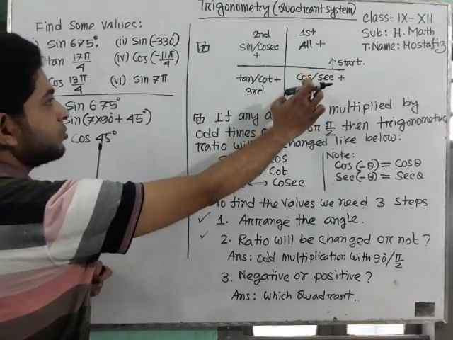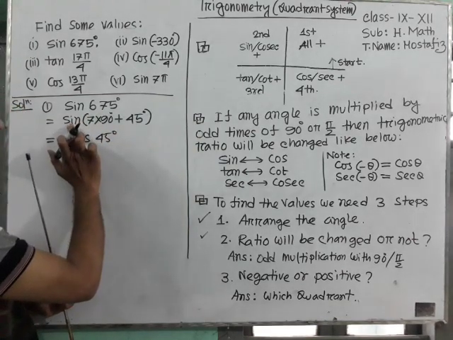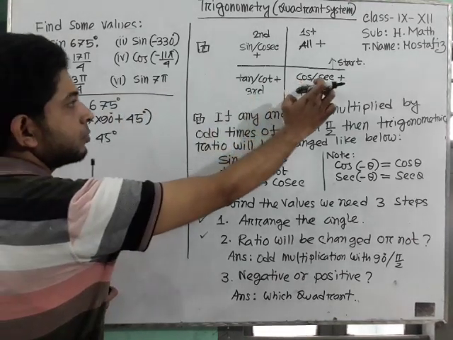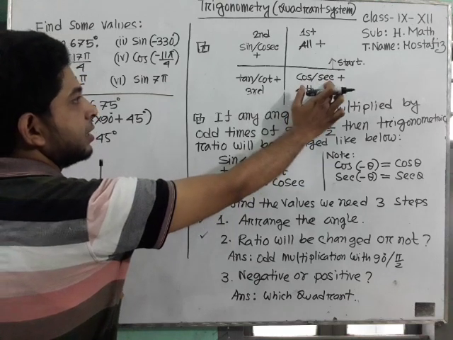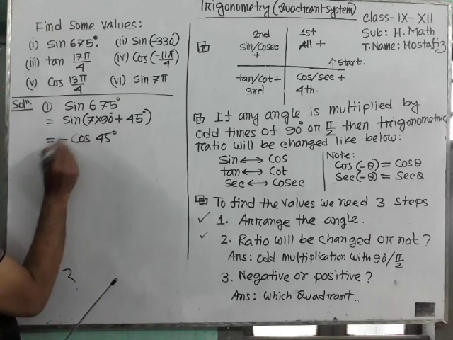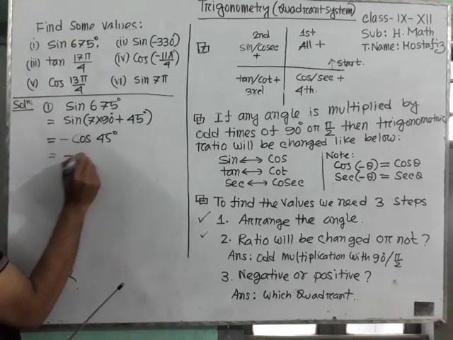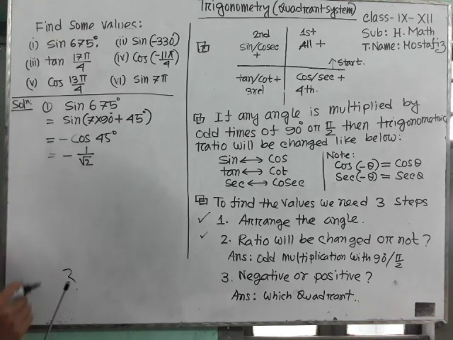This quadrant is for cos and sec, but I have come for sine. So sine has come to the fourth quadrant, but in the fourth quadrant only cos and sec are positive, and sine is negative. So you have to put minus here. So minus cos 45, it is minus 1 by root 2. This is the system. Okay.